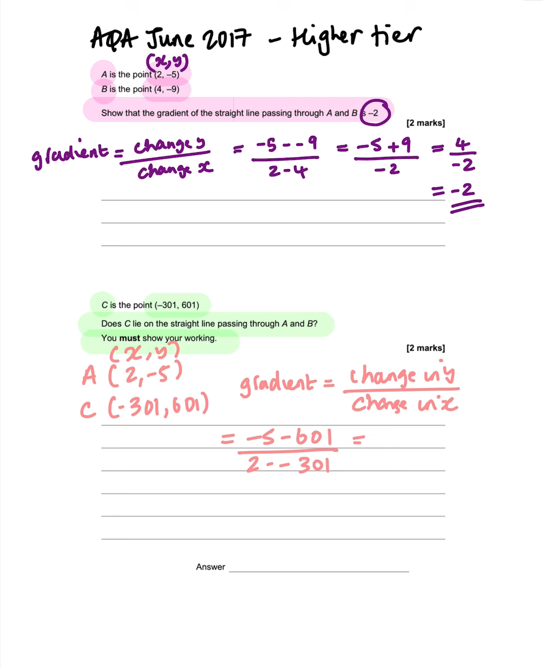So -5 minus 601 is -606. 2 minus -301 is 2 plus 301, which is 303. Now if we simplify this equation, we've got a negative divided by a positive, which gives us a negative solution. 606 divided by 303 is 2, because 303 is half of 606. So yes, C does lie on the straight line passing through A and B, because it has the same gradient.